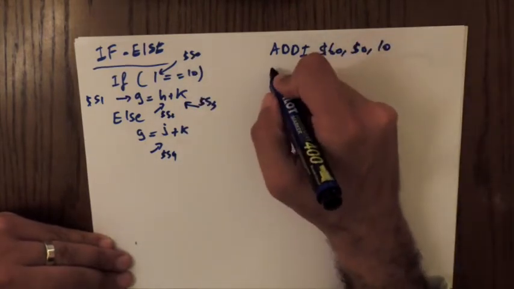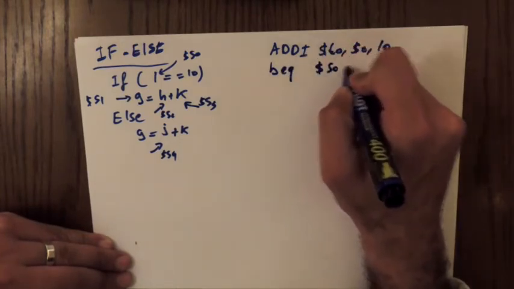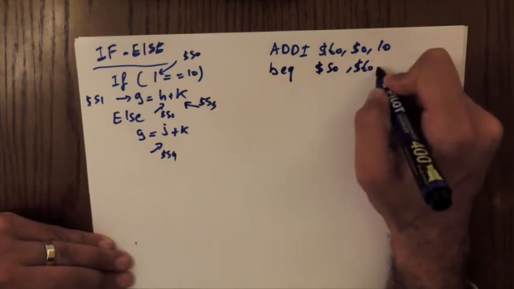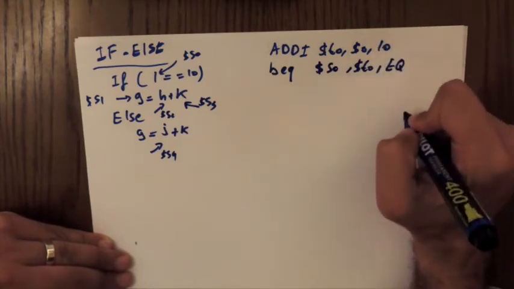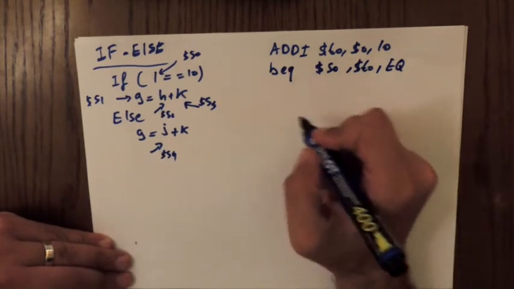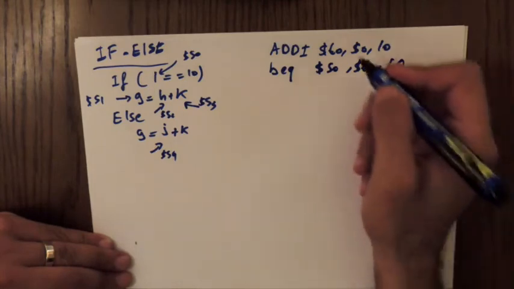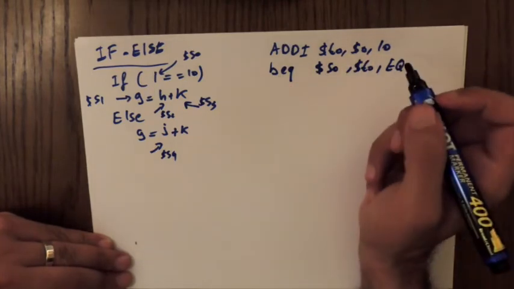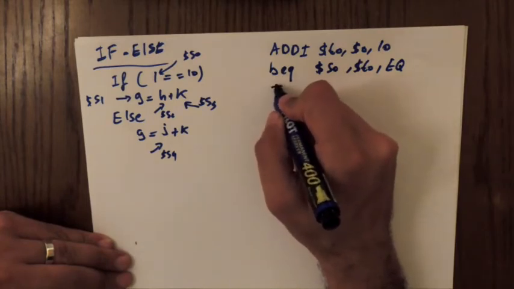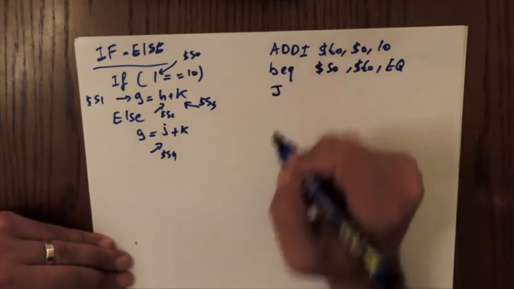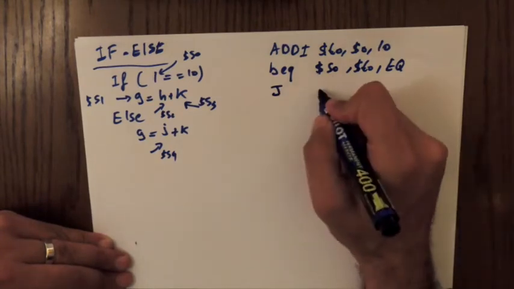So now what I want to do is I want to compare S0, I, to 10. So I say branch if equal dollar S0, dollar T0, comma, I'm gonna use equal. This is the label. So if this condition is true, I'm gonna go to equal, else I'm gonna use here an unconditional statement which is called jump. It just goes there, whatever the condition is, does not have any condition. So I'm gonna jump not equal.